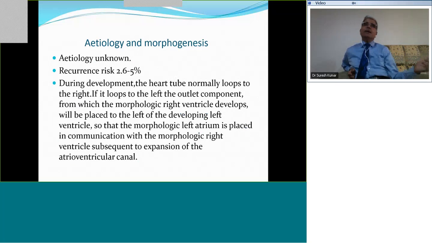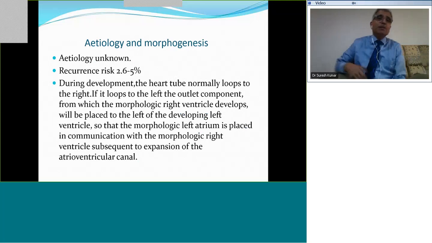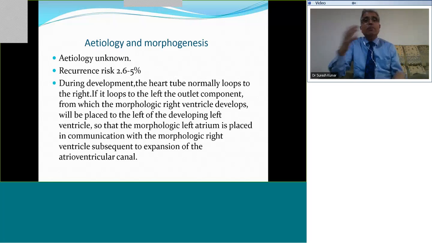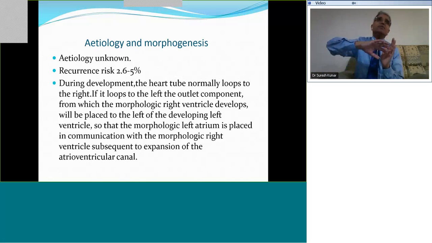Why does this lesion occur? Like almost everything else in pediatric cardiology, we do not know the answer. We know that there is a recurrence risk of 2.6 to 5% reported by different authors. What happens in embryogenesis is, you know that the heart tube normally loops to the right. If it loops to the left, the outlet component from which the morphologic right ventricle should develop will be placed to the left of the developing left ventricle. That is how the anatomic right ventricle moves to the left side.